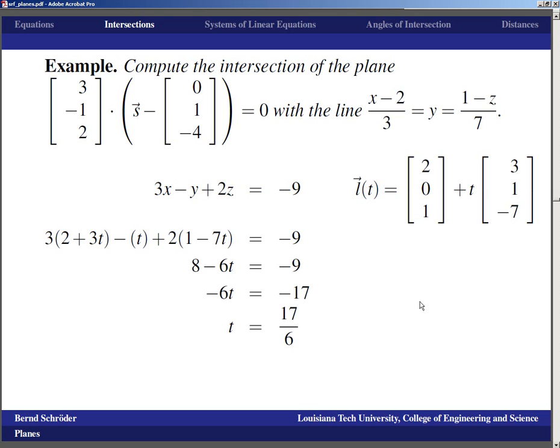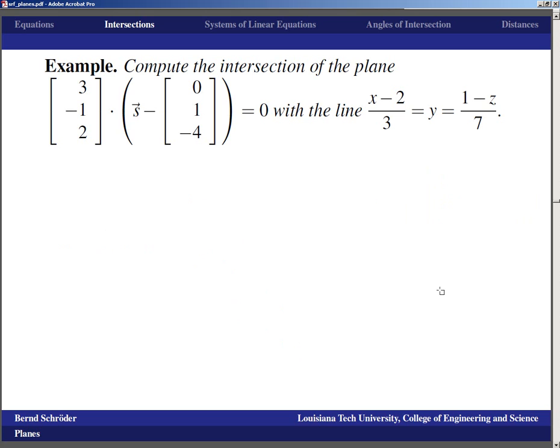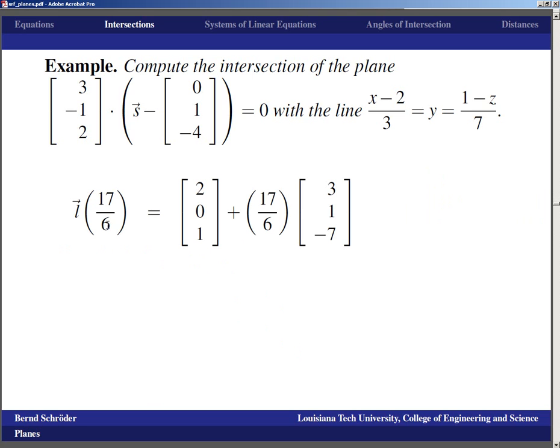Not pretty, and again I was thinking, well, should I make the numbers pretty? But in general the numbers aren't going to be pretty, and actually now that I have the parameter, all I have to do is plug 17 over 6 in here to get my answer. And even though the fractions may not be that nice, it can't be that bad either. So L of 17 over 6 is 2, 0, 1 plus 17 over 6 times 3, 1, negative 7.